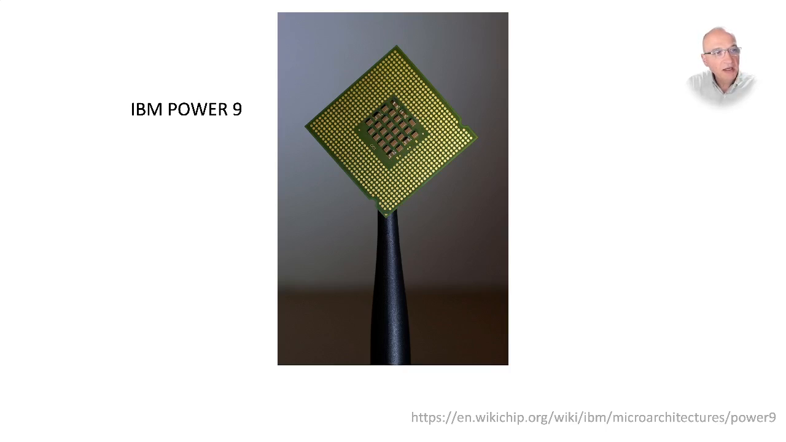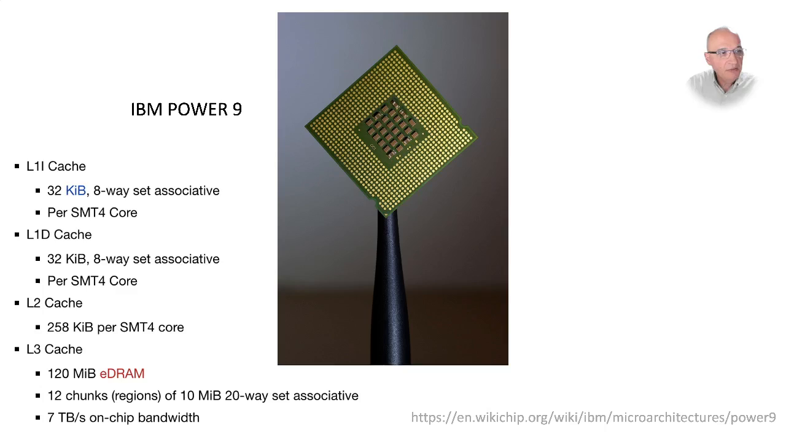The other example that I have is the IBM Power 9. Sometime in the future we're going to see the Power 10, but Power 9 is the most recent processor from IBM. Here are some numbers from the Power 9. It has an L1 instruction cache of 32 kilobytes that is 8-way set associative, an L1 data cache of 32 kilobytes that is also 8-way set associative, and an L2 cache of 256 kilobytes for each one of the simultaneous multi-threading cores.